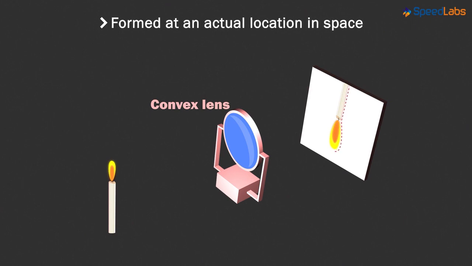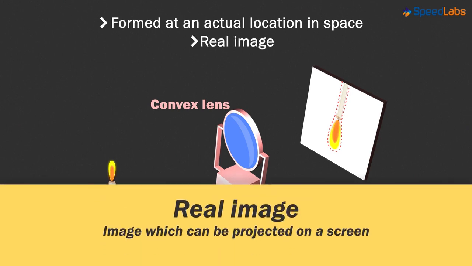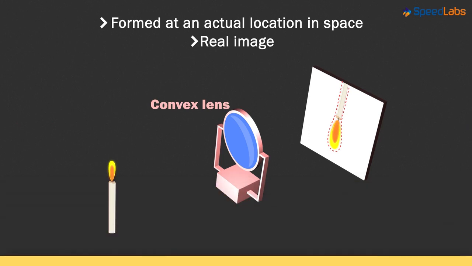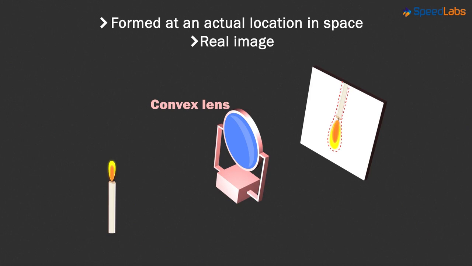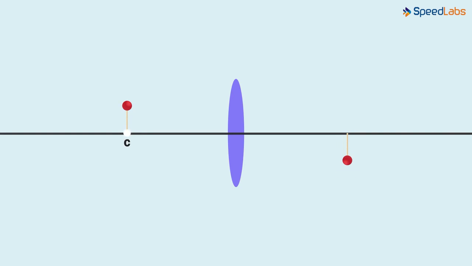Tell me, is this image real or virtual? Since this image can be projected onto a screen, it's a real image. This is the definition of a real image. And we also know that a real image is always upside down. What else can you observe in this image? Can you say anything about its size? Yes, its size is same as that of an object. So when the object is at this position in front of the lens, the image formed will be of the same size as the object and it will be real and inverted. Let's name this point C.